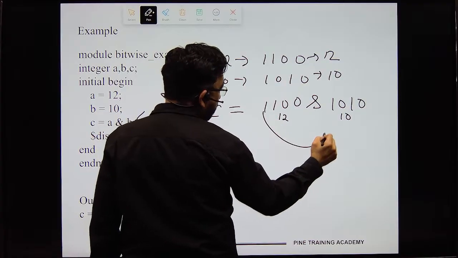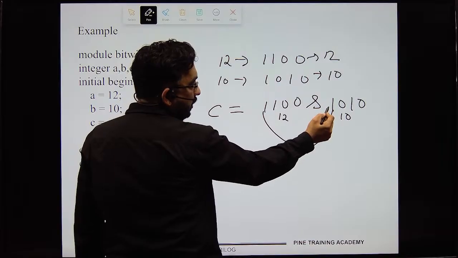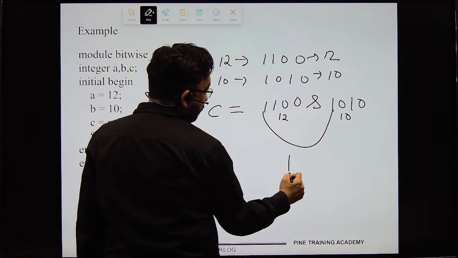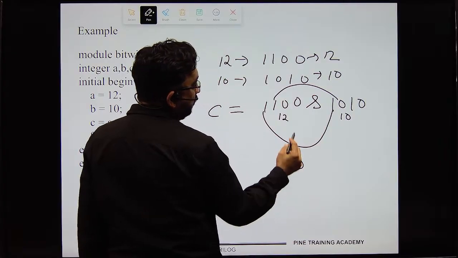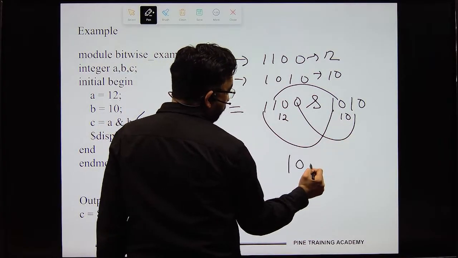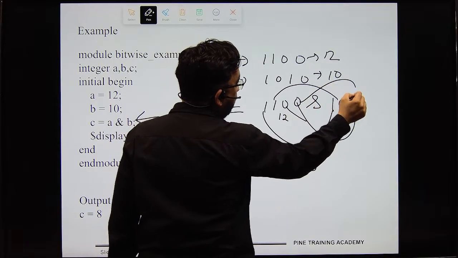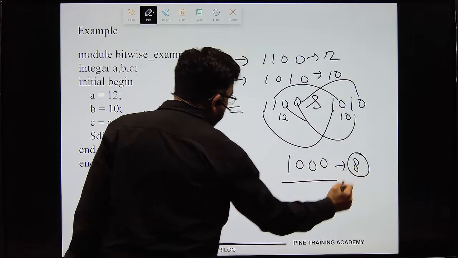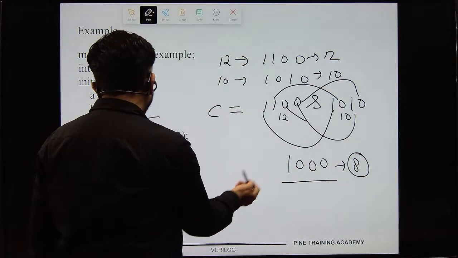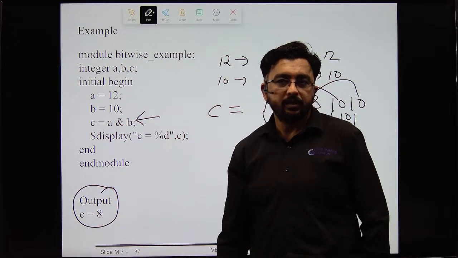So now you will perform the bitwise operation. 1 AND 1, the output is 1. 1 AND 0, the output is 0. 0 AND 1, the output is 0. And again, this 0 AND 0 is 0. So what is this? This is 8. So your output is 8.